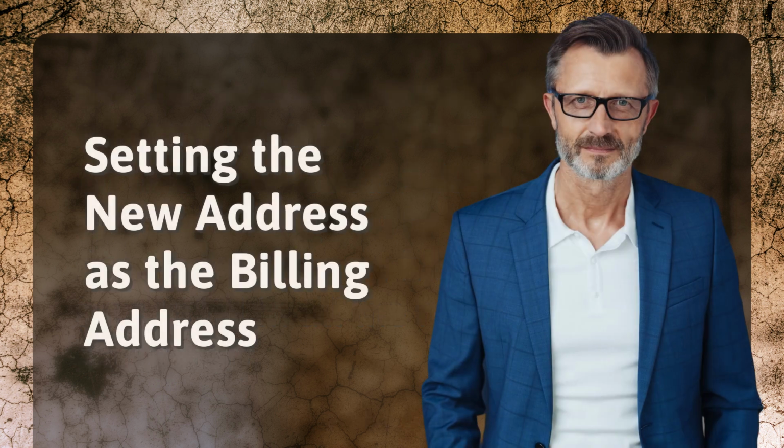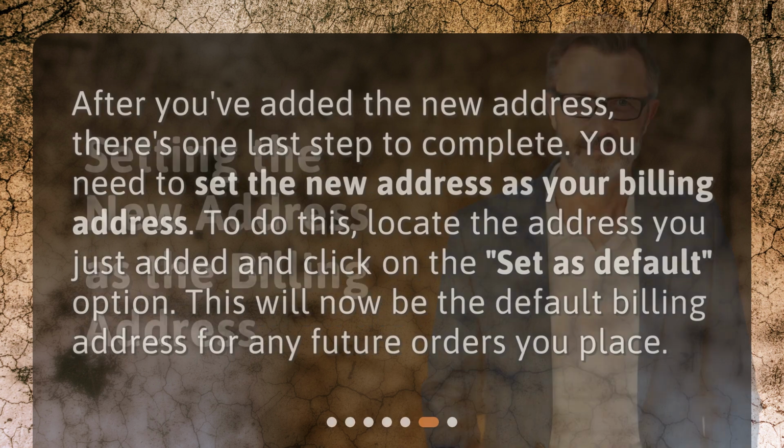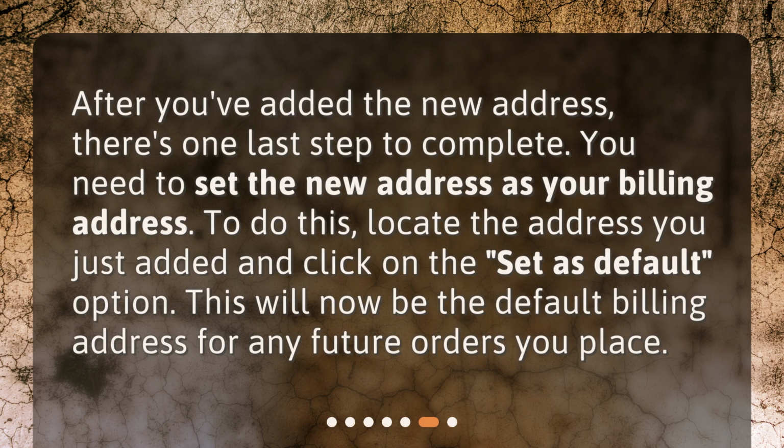Setting the new address as the billing address. After you've added the new address, there's one last step to complete. You need to set the new address as your billing address. To do this, locate the address you just added and click on the Set as Default option. This will now be the default billing address for any future orders you place.